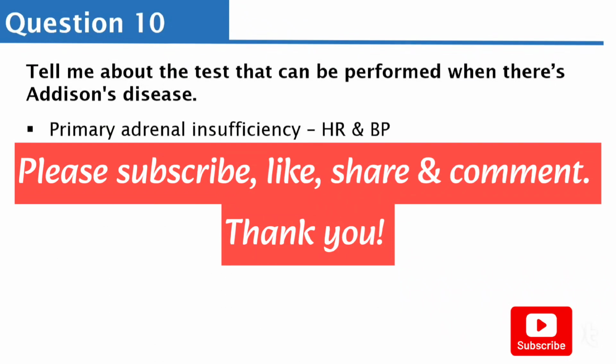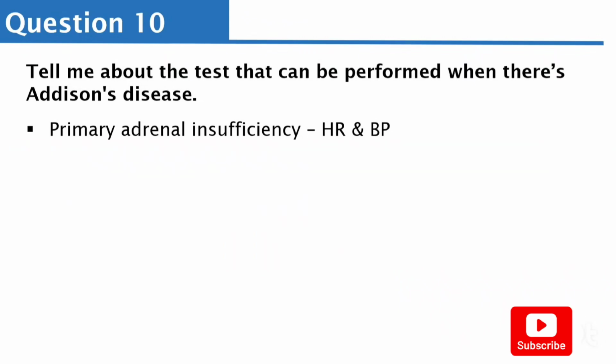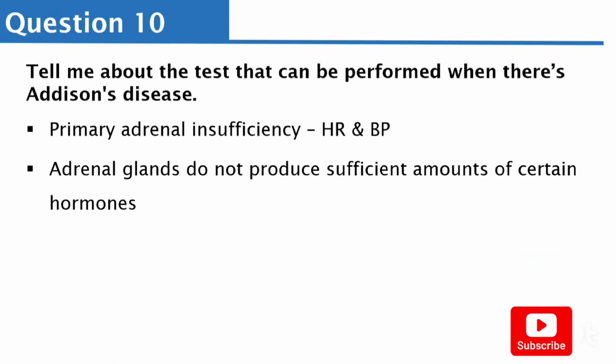First of all, the adrenal gland helps to regulate the heart rate and blood pressure. So if for any reason this adrenal gland does not produce a sufficient amount of certain hormones, that can lead to Addison disease. I hope that makes sense.